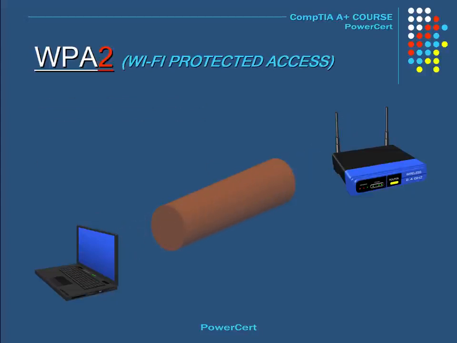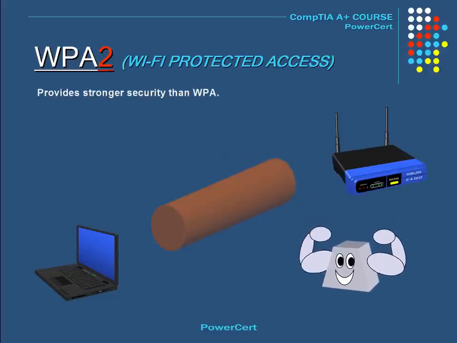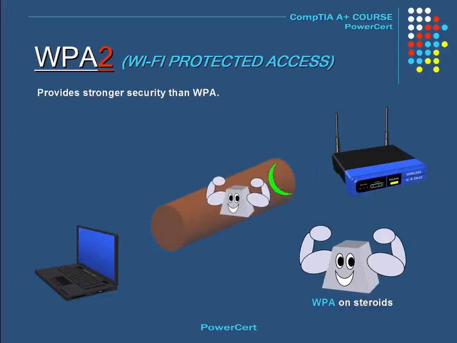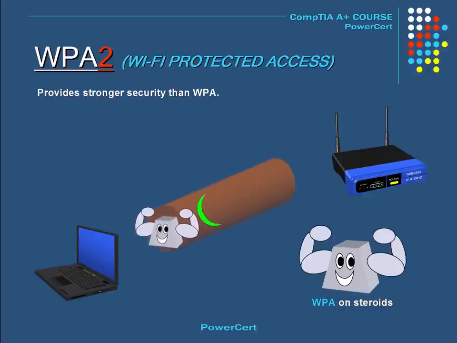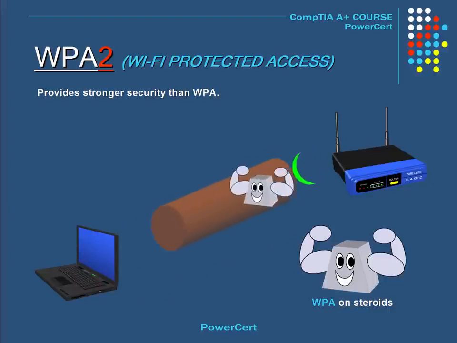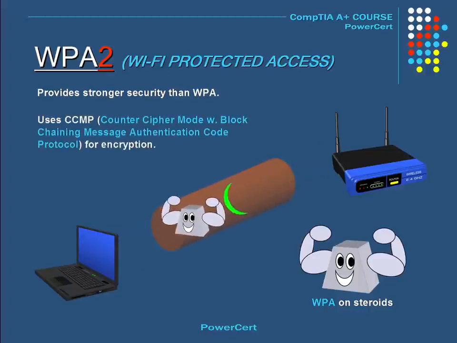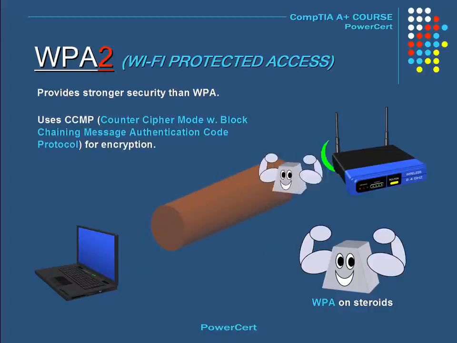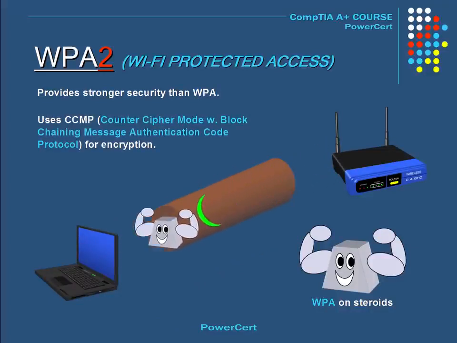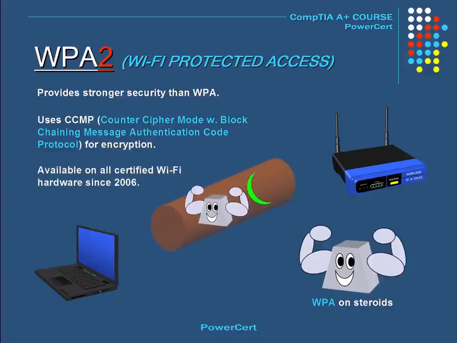Building on the security of WPA, WPA2 was developed to provide even stronger security than WPA. It does this by requiring the use of a stronger wireless encryption method. While WPA uses Temporal Key Integrity Protocol for encryption, which is known to have some limitations, WPA2 uses CCMP for encryption. CCMP is more secure because it uses an enhanced data cryptographic encapsulation mechanism. And since 2006, WPA2 is available on all certified Wi-Fi hardware.